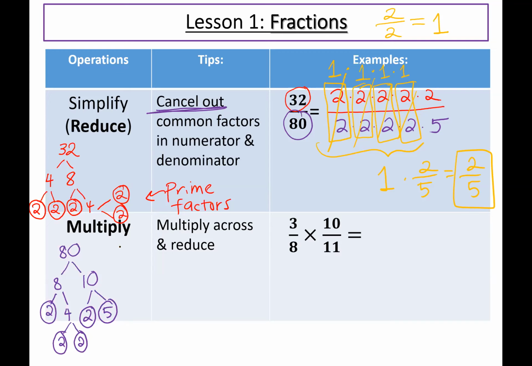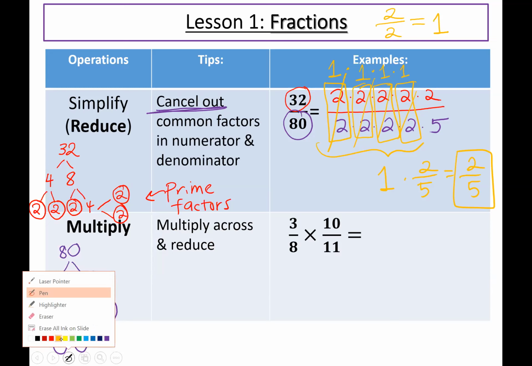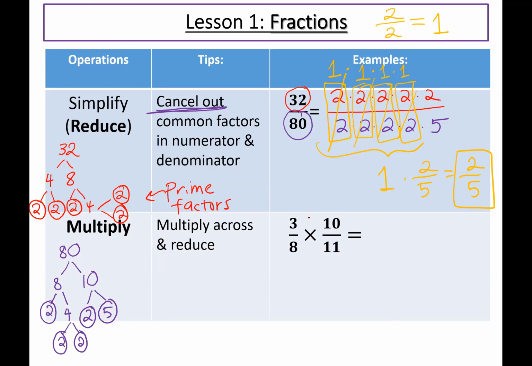Okay, when we multiply fractions, we multiply across and reduce. Now, I'm going to show you once again 2 ways to do this. One way is to do pretty much what you're reading here, which is multiply straight across. 3 times 10 would be 30. 8 times 11, 88. So that's the multiply across part, and reduce. Now I can reduce the 30 over the 88.